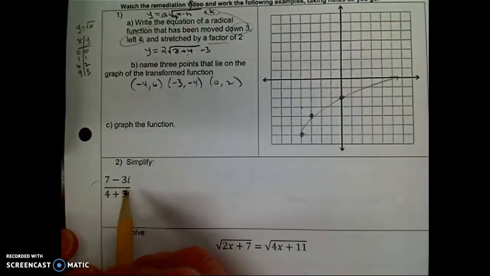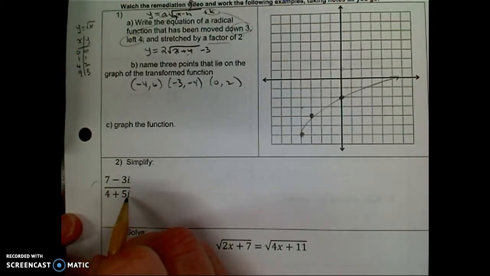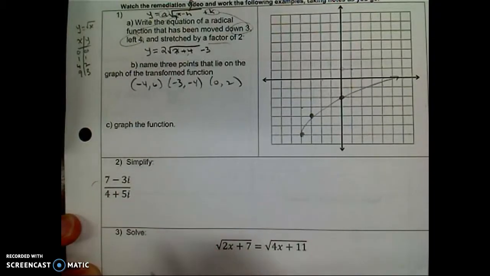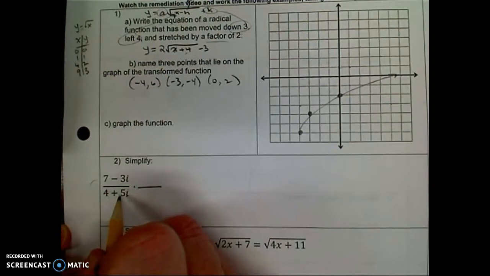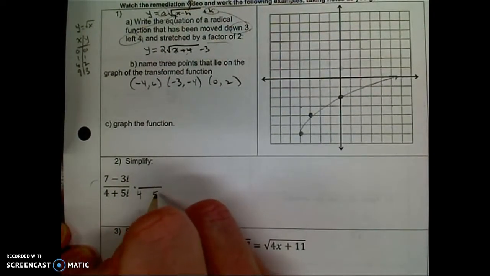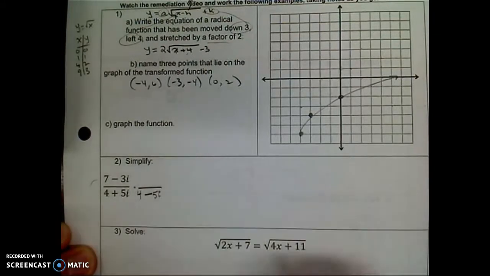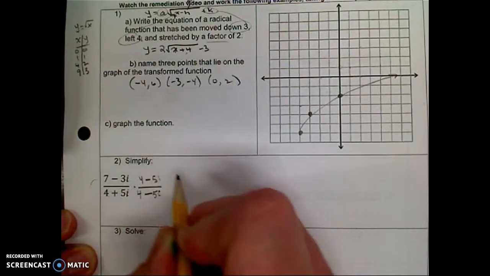Next, we're simplifying when we're dividing two complex numbers. We recall that i is the square root of negative 1. So this has a radical in my denominator. I can't leave that there. The way we're going to eliminate that is we're going to multiply by the conjugate. So if I have 4 plus 5i, I'm going to keep those two terms, but I'm going to change the sign to negative. And I'm going to multiply in the numerator and denominator.